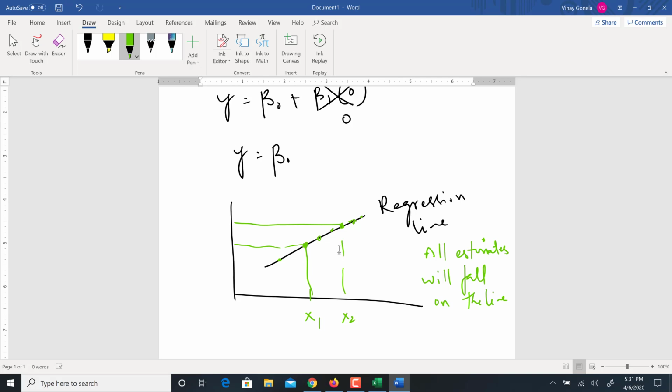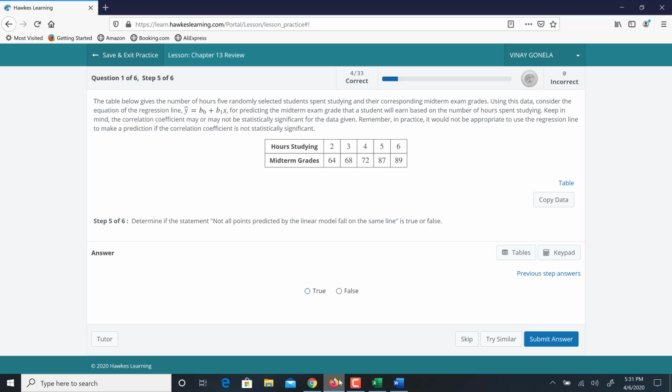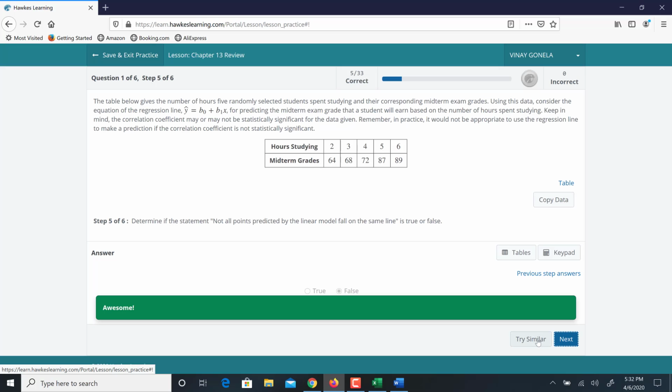So here they are saying not all the points predicted by the linear model fall on the same line. This is a false statement. All the points you are using to predict should fall on your regression line. So that is what this question is.